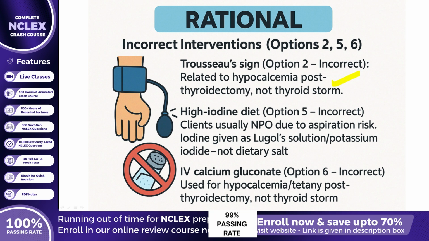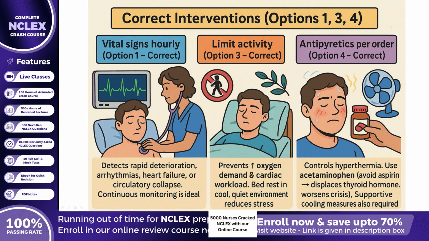Moving on to option 3, limiting the client's activity is correct because bed rest reduces metabolic demand and decreases strain on the cardiovascular system. Activity increases oxygen consumption and workload on a heart already stressed by tachyarrhythmias, making rest a cornerstone of nursing care during thyroid storm.